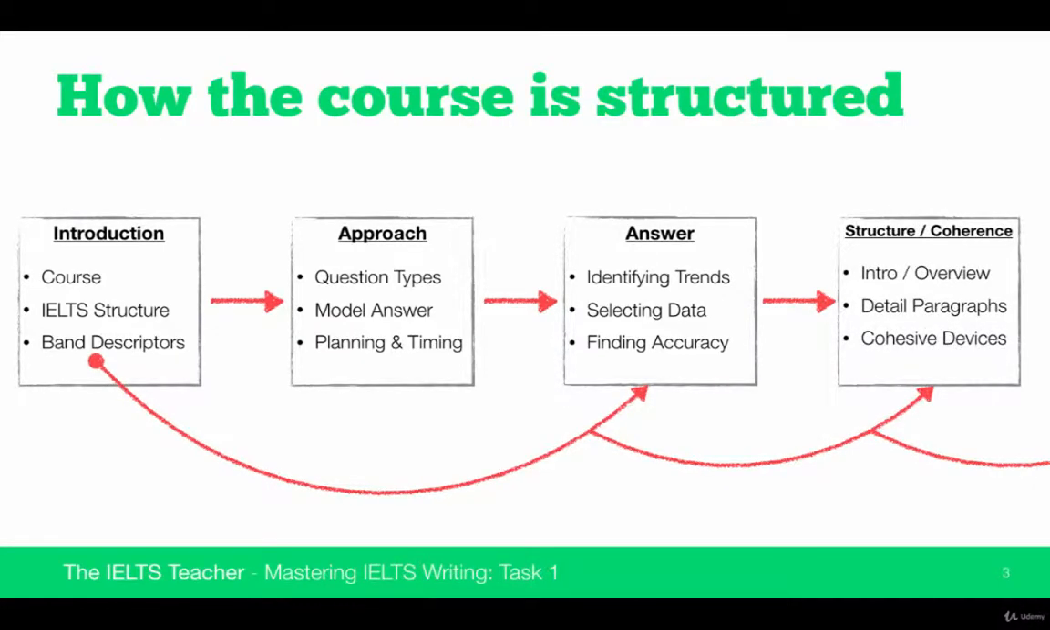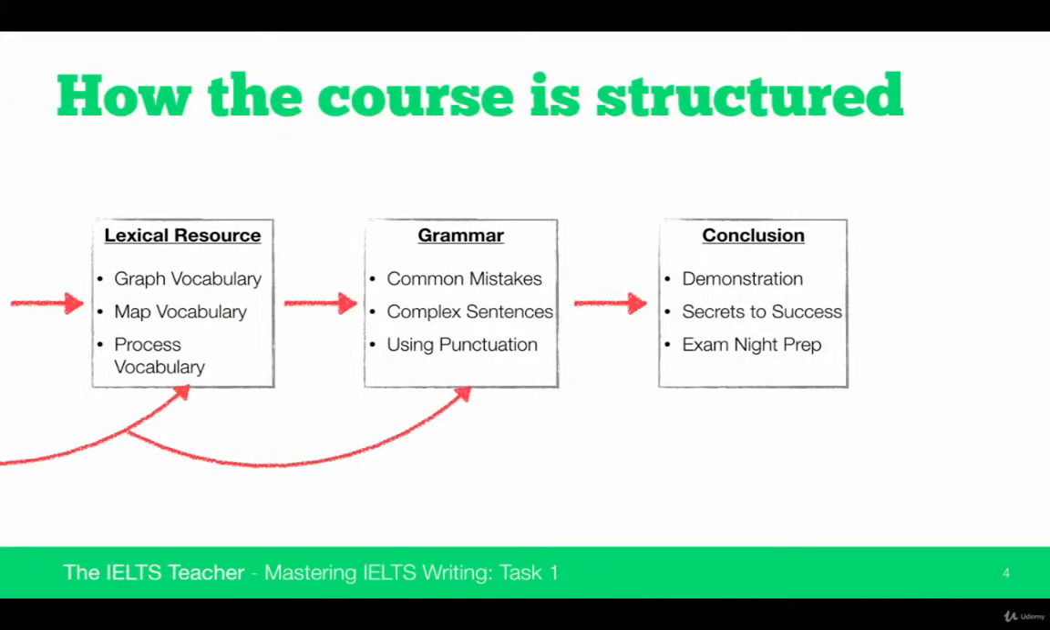Another of the key band descriptor categories is coherence and cohesion, which we look at in section 4. How to write an introduction, how to write an overview cohesively, how to write the detail paragraphs, how to use cohesive devices, referencing, staging language. Okay, so that's what we'll look at in section 4. In section 5, we look at lexical resource, or in other words, vocabulary. Vocabulary for graphs, vocabulary for maps, vocabulary for processes. In section 6, we look at grammatical range and accuracy.